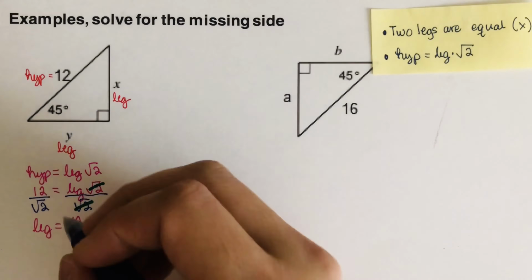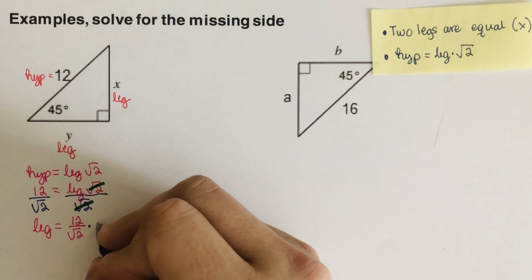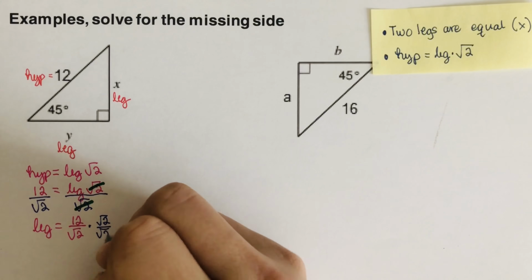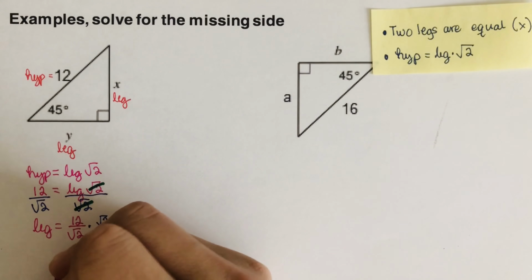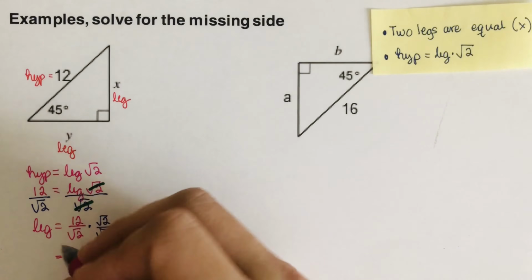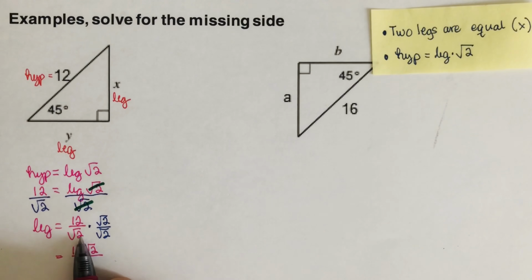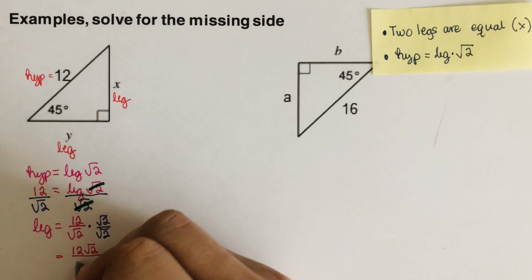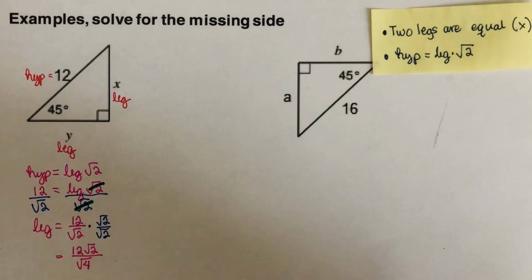The trick to this is we multiply by 1, in a form of square root of 2 over square root of 2. So that square root of 2 divided by square root of 2 is just multiplying it by 1. And then from here, we multiply across the numerator. That is 12 square root of 2. And then square root of 2 times square root of 2 is the square root of 4. And so we can simplify this some more.